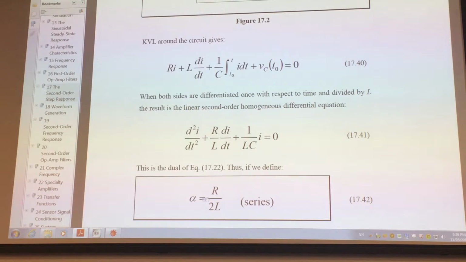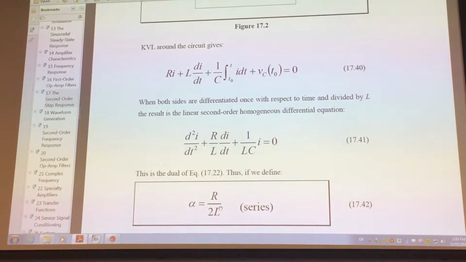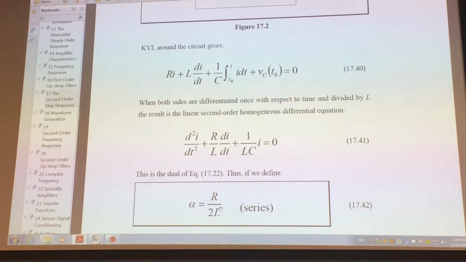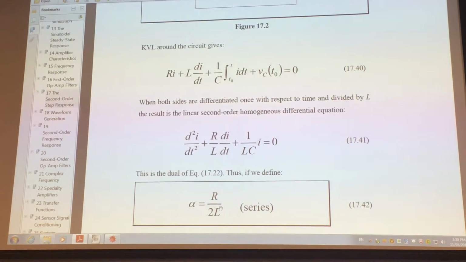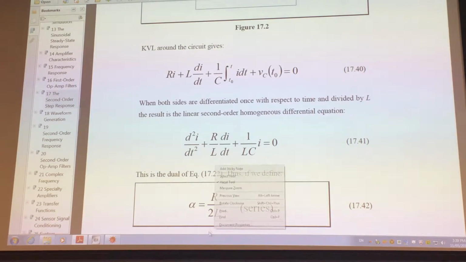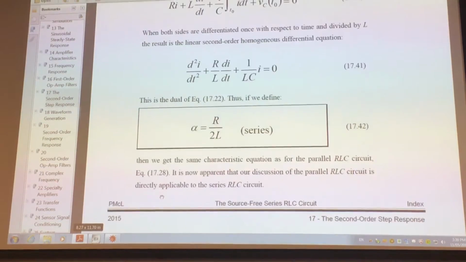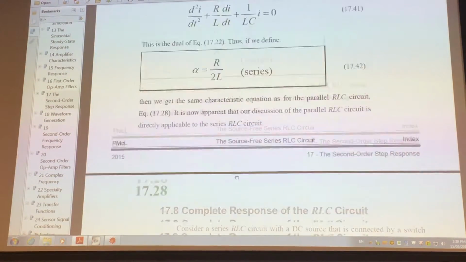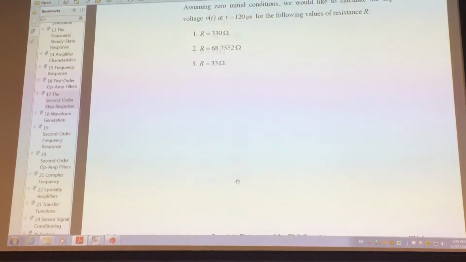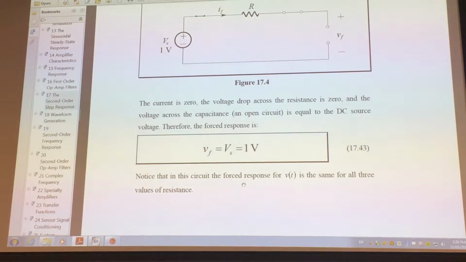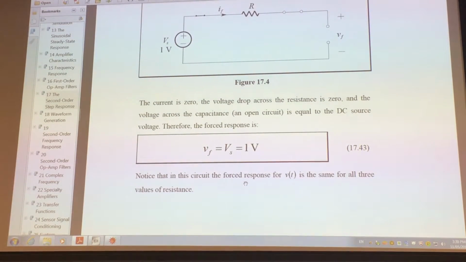Alpha, the damping coefficient, is R over 2L for series. For parallel, it was 1 over 2RC. Otherwise, omega 0 is the same. And when you write the equation using alpha and omega 0, it looks the same.